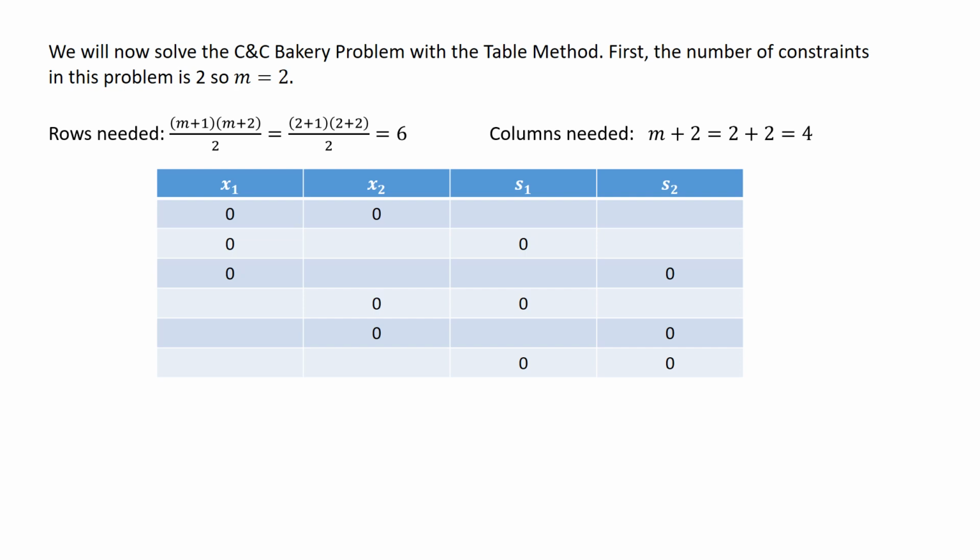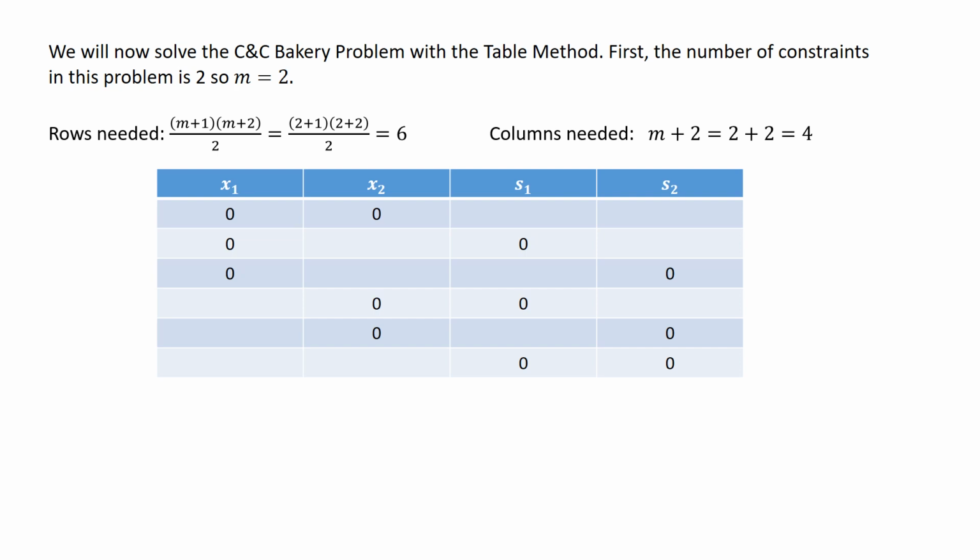So basically the way we build our table is we take the zeros and we put them with x1 and x2, and then we put a 0 with x1 and s1, and then with x1 and s2. So now we've paired x1 with every other variable there is.